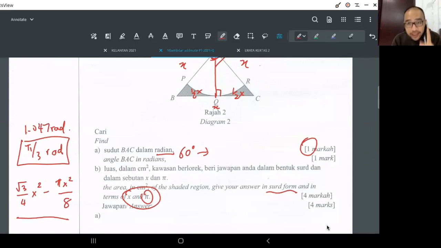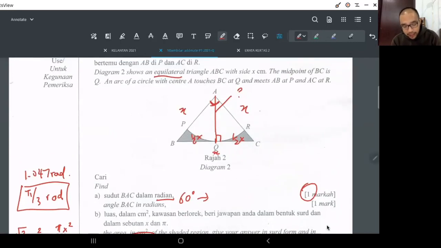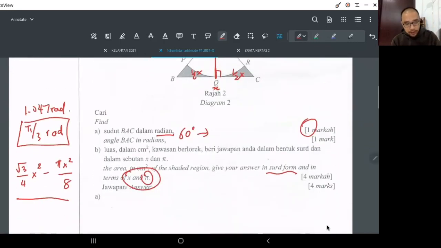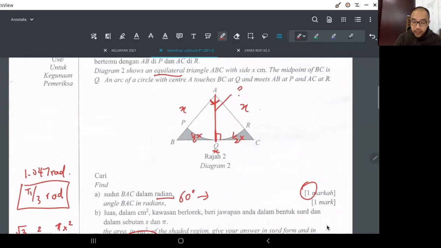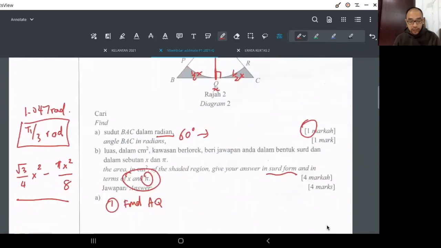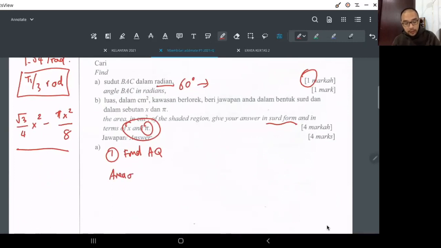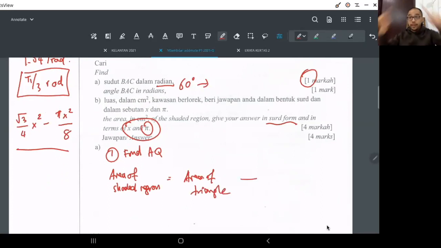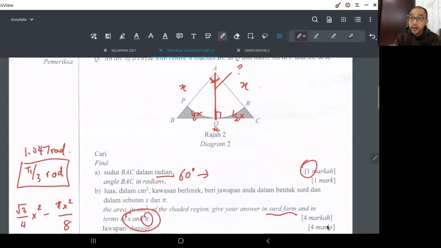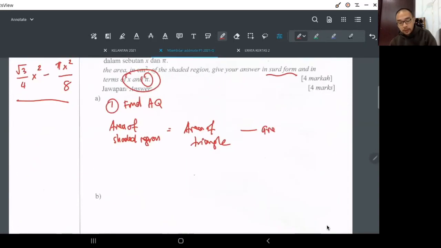Okay, so the first thing you need to do is to find AQ. This is very, very standard. First thing you do is find AQ. You need to find AQ because the area of the shaded region, if you think about it, is the area of the whole triangle, the big triangle, minus the area of sector, this one.